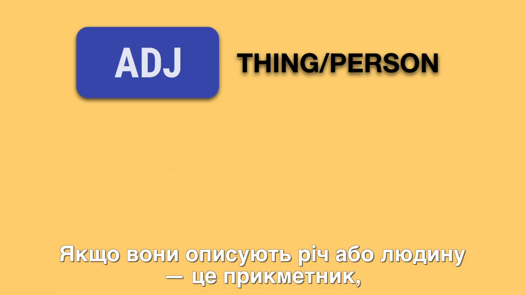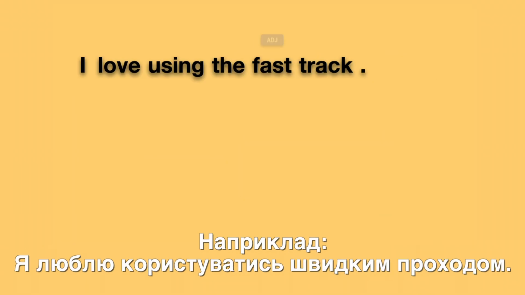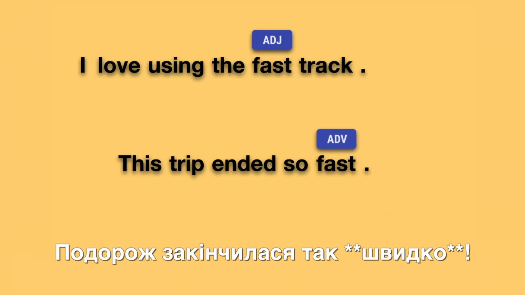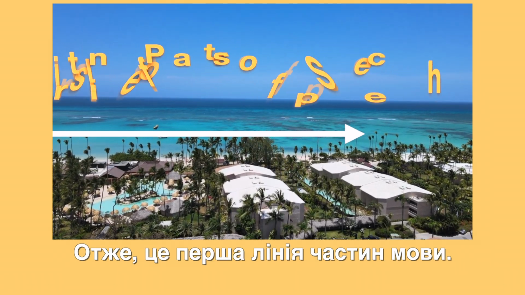If they describe a thing or a person, it's an adjective. If they describe an action, it's an adverb. For example, I love using the fast track. The trip ended so fast. So these are the first line of the parts of speech.